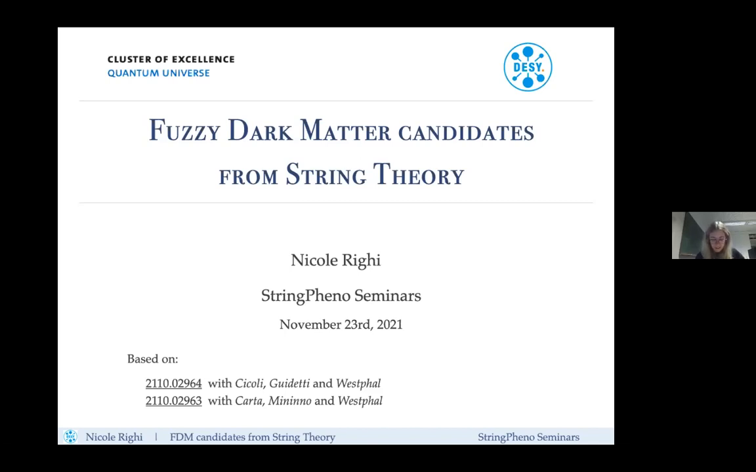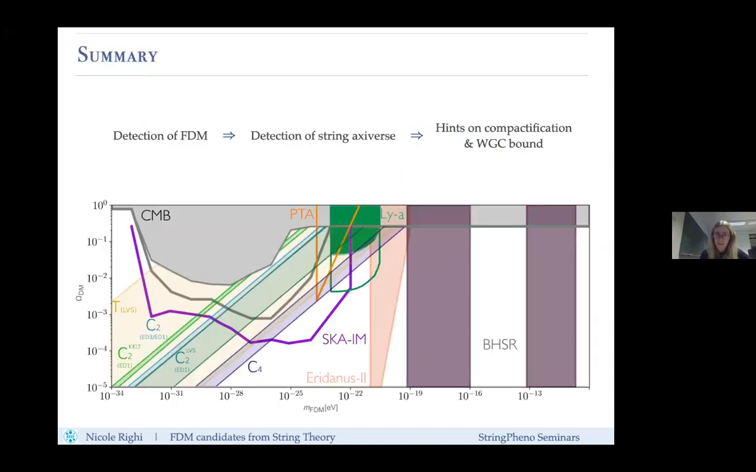Today I'll be mainly talking about this first work that I did in collaboration with Michele Ciccoli, Veronica Guidetti, and my supervisor, Alexander Westphal. But I will also be using some results taken from this other work that I did with Federico Carta, Alessandro Menino, and Alexander Westphal. So let me start by showing you the main result of this work.